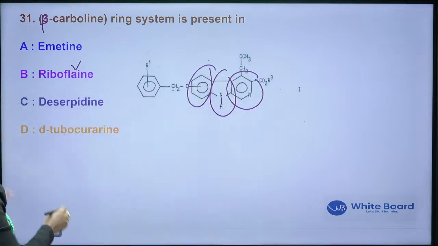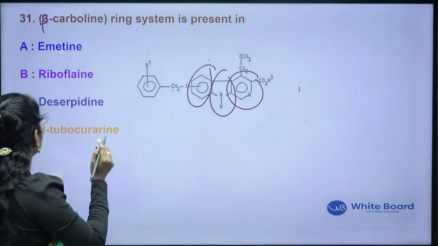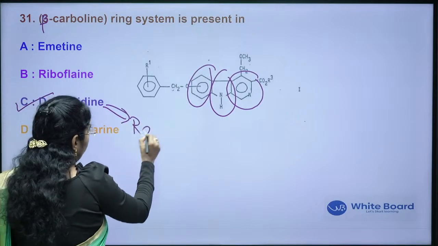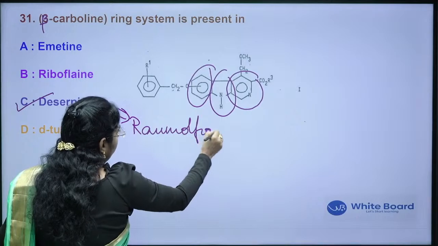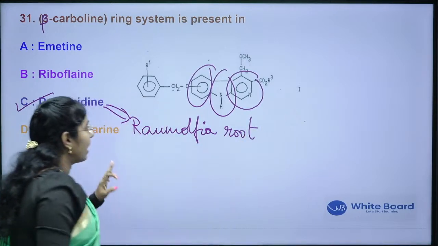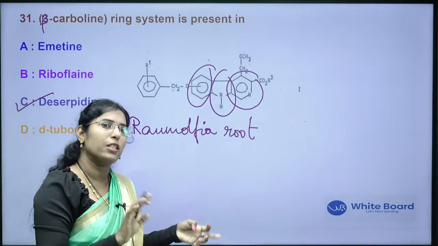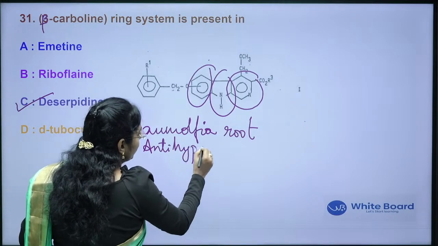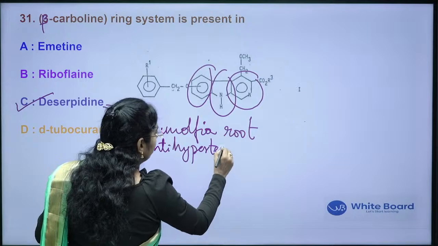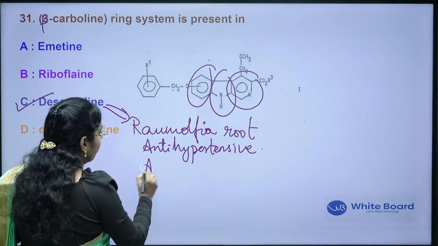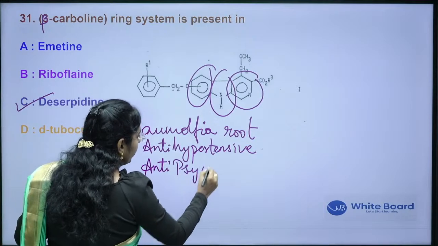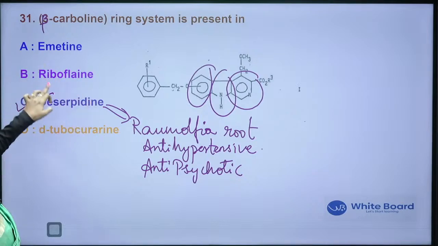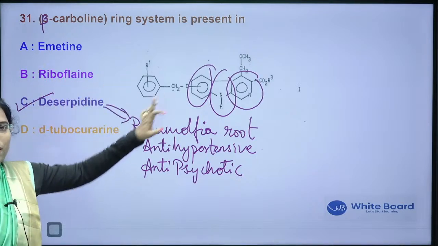So this is present in deserpidine, which is obtained from the roots of Rauwolfia. It has both anti-hypertensive activity as well as antipsychotic activity. Anti-hypertensive means it is used for treating BP. It is an anti-hypertensive as well as antipsychotic agent. So the correct answer is deserpidine. The remaining will not contain this beta carboline ring system.